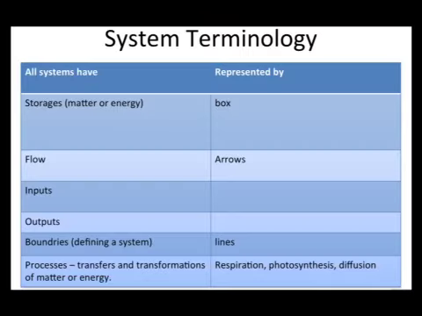So this is system terminology, and we're going to start talking about models and system diagrams. A model is a representation of something that's real. It's a simplification, and it has its limitations, but it also has its uses. A storage, matter and energy, what I just talked about, is a lot of times represented by a box, or sometimes by a circle. A flow is shown by arrows, and there are two types of flows, inputs and outputs.